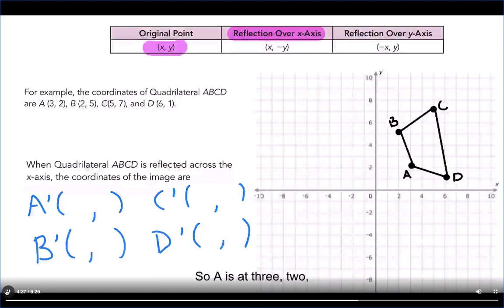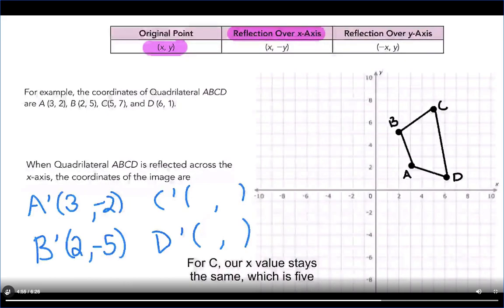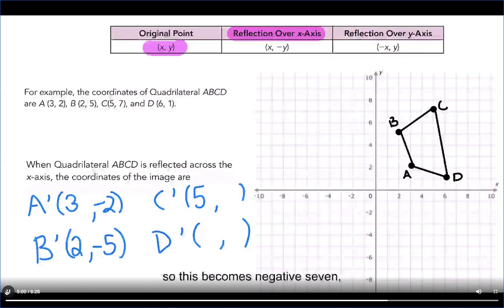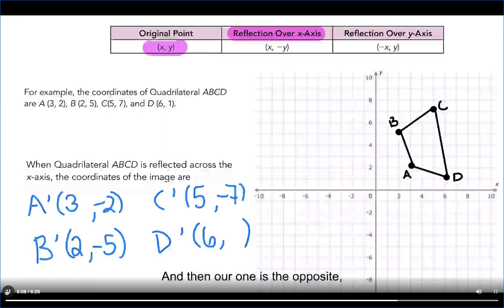A is at 3, 2. We know that our x value stays the same, and our y value becomes the opposite, so this becomes negative 2. For B, our x value stays the same and our y value becomes the opposite, so that becomes negative 5. For C, our x value stays the same, which is 5, and our y value is the opposite, so this becomes negative 7. For D, our x value stays the same, and our 1 is the opposite, so this becomes negative 1. So here are my new coordinates.